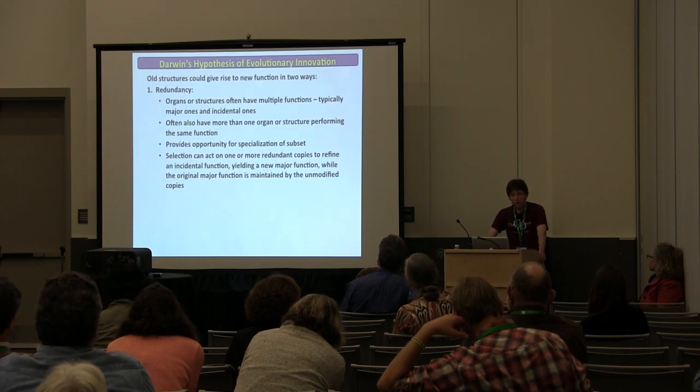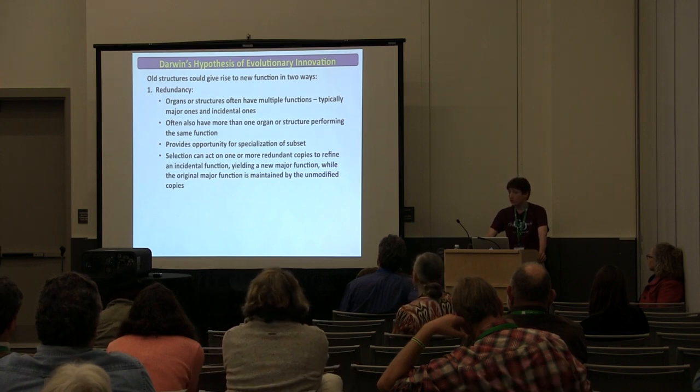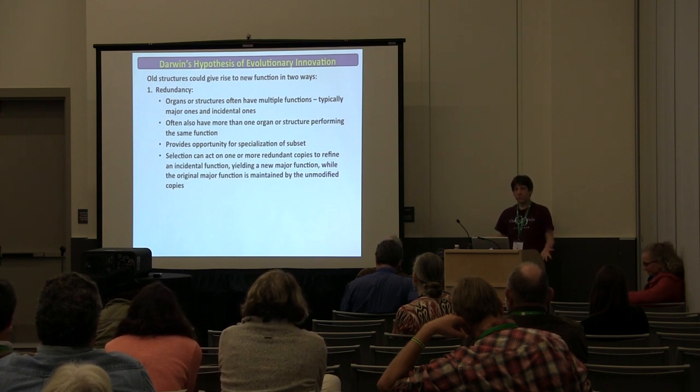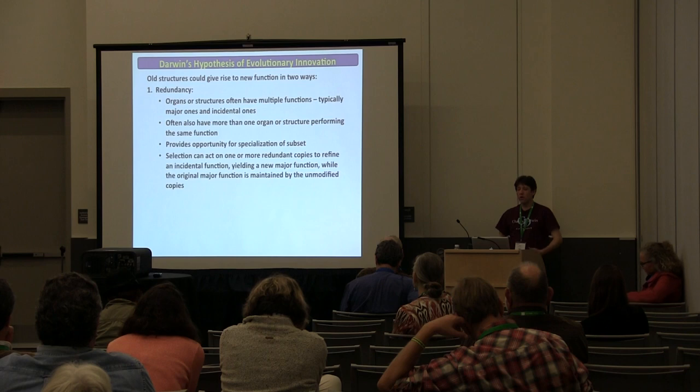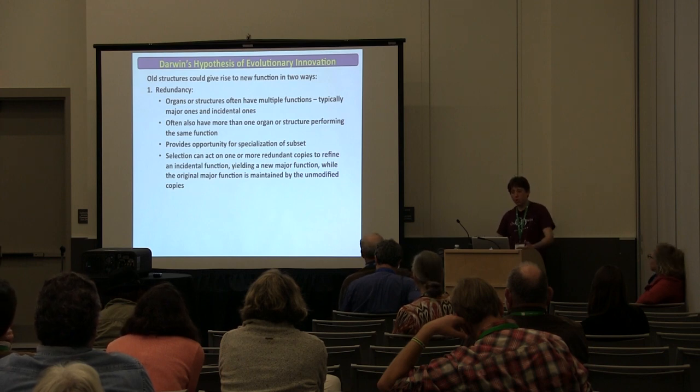So Darwin argued that old structures could give rise to new functions in two distinct ways. The first was through redundancy. So there are organs or structures that have multiple functions. Typically there's one major one and then a number of incidental functions as well. And often you have multiple copies of a structure or an organ that perform these same functions.